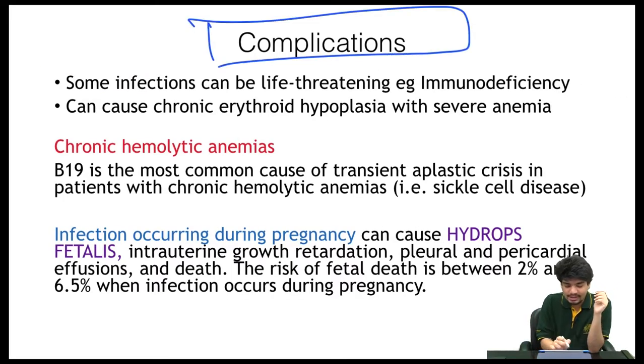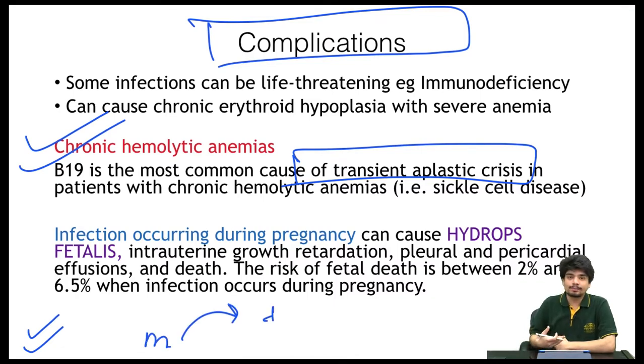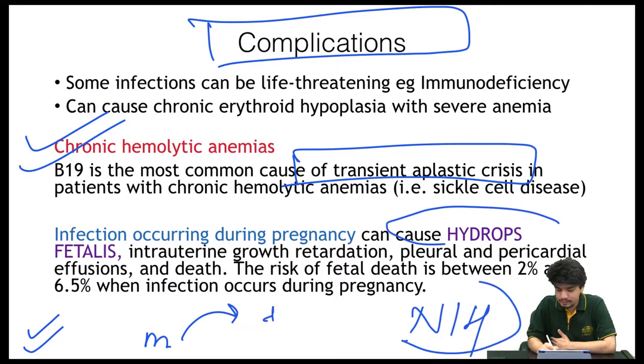What are the complications? The first complication I have already mentioned: in someone who's having a hemolytic anemia, it can cause a transient aplastic crisis because it tends to halt the production of the progenitor RBCs. The second one, like I told you, the most common mode of transmission is respiratory secretion, but it can also be transmitted from the mother to the child through the placenta. Because of that, it is one of the common causes of non-immune hydrops. In a child having hydrops, the most common cause in a country like India is Rh hemolytic disease.